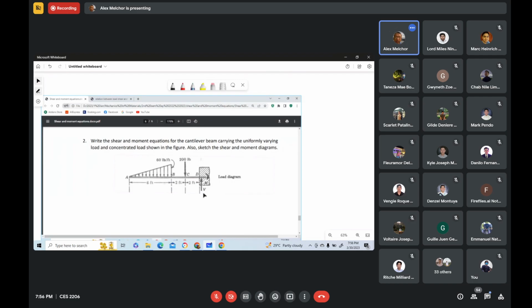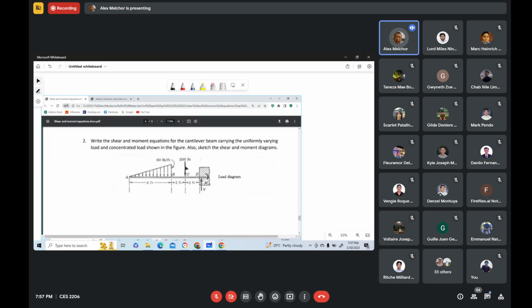In a fixed support, there are three unknowns: a force acting upward, a force acting horizontally, and a resisting moment. Now, since the loads here are purely vertical, the horizontal force is zero. So that's why you have only this upward force, and we call this V, shear. And the resisting moment is M, moment.